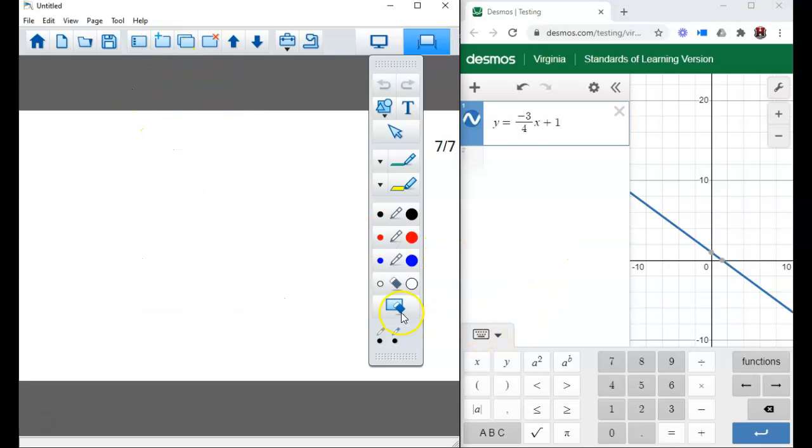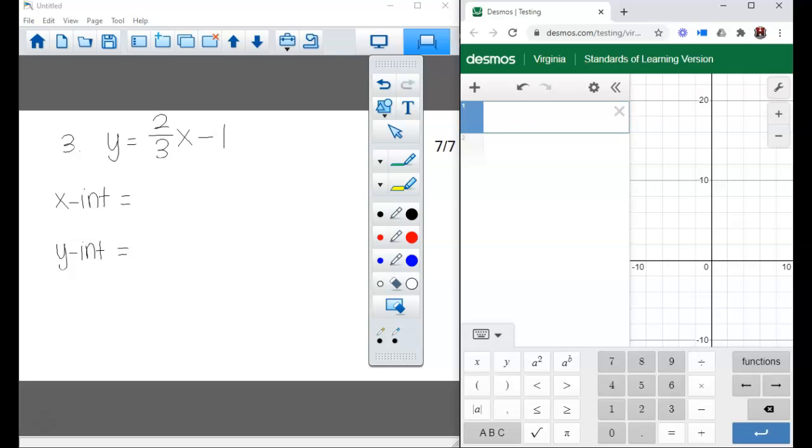Okay, let's get ready to do another one. Let's do y equals 2/3 x minus 1. All right, so let's click on this x to clear out that equation. And now we're ready to go. So first we're going to do y equals. Now notice I want to enter a fraction. I want to enter 2/3.